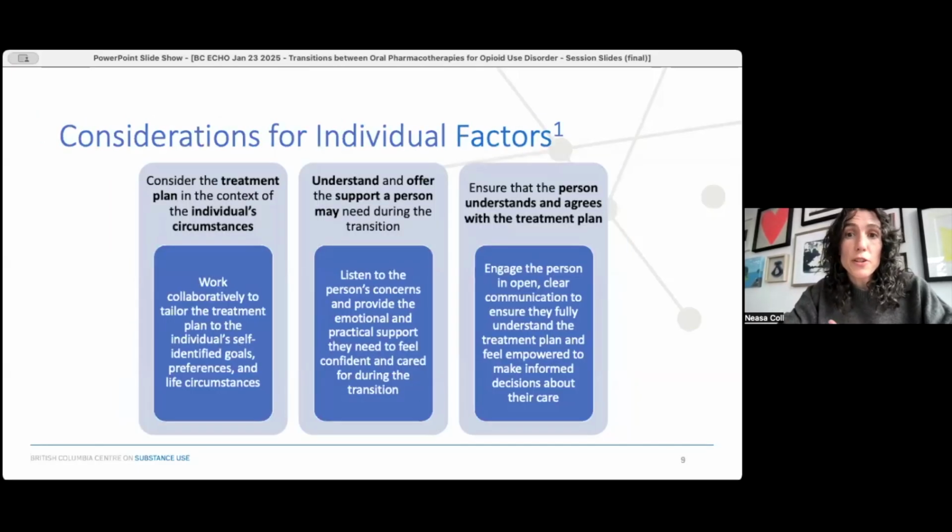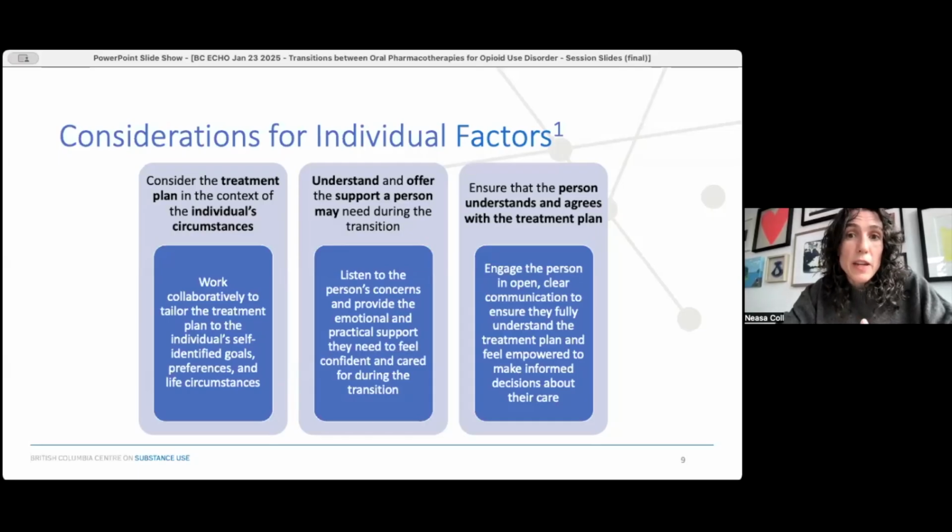So considerations for individual factors, we have covered a number of these, but just to emphasize again that the treatment plan should be considered in the context of the individual circumstances. So it's collaborative work in terms of the patient's treatment goals, their preferences, their life circumstances.